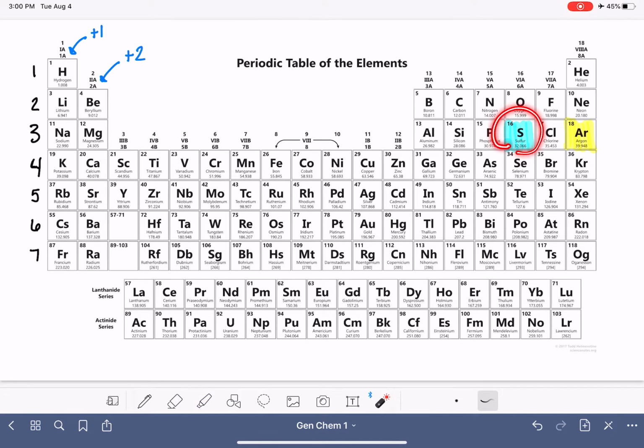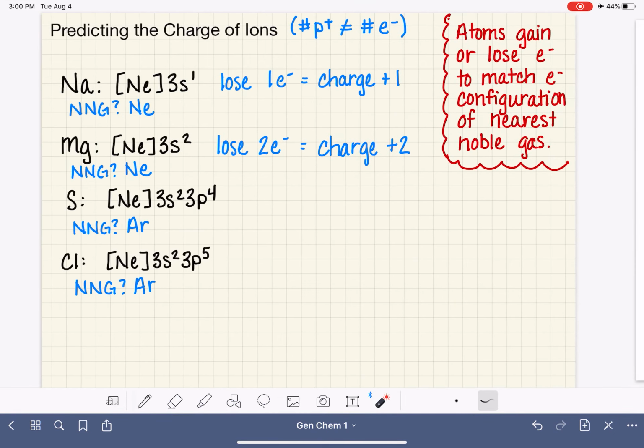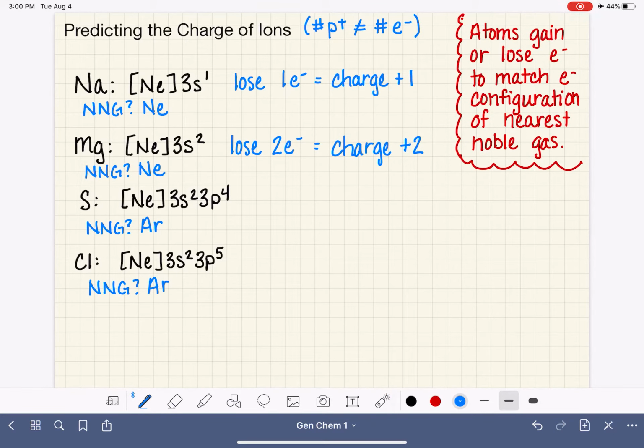We've got sulfur that's trying to resemble the electron configuration of argon. Sulfur is actually 2 blocks away, or 2 blocks behind that of argon. So sulfur needs to actually gain 2 electrons to get itself up to the configuration of argon. Let's write that down. Sulfur needs to gain 2 electrons, and when it gains 2 electrons, it's going to end up with a charge of -2, because now we have 2 extra negatively charged particles.